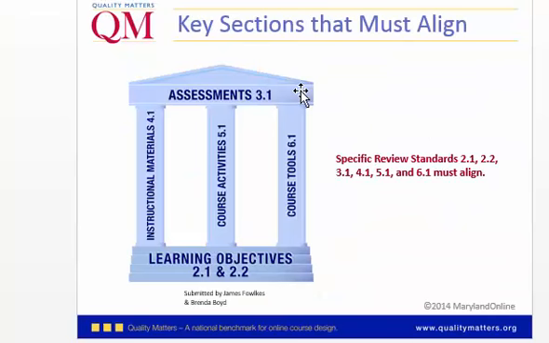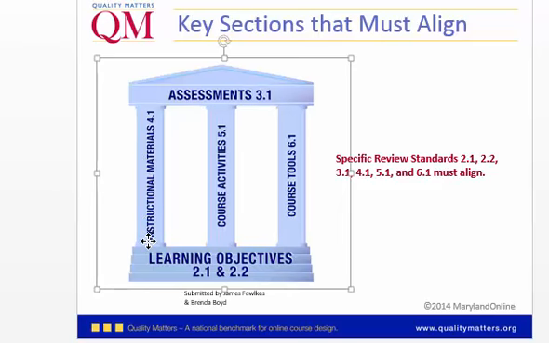Again, going back to this image that we looked at last time, you'll see that we have learning objectives as the foundation, assessments that's the covering, and then instructional materials, course activities, and course tools all support that roof, that ceiling, because without these things, you cannot get those assessments. You can't be successful in those assessments. If any of these is faulty or fails, then the learners will not be successful on the assessment.